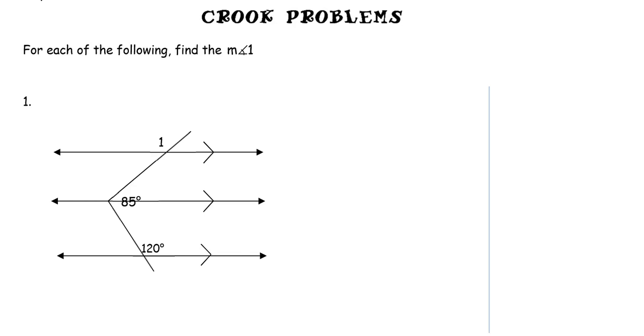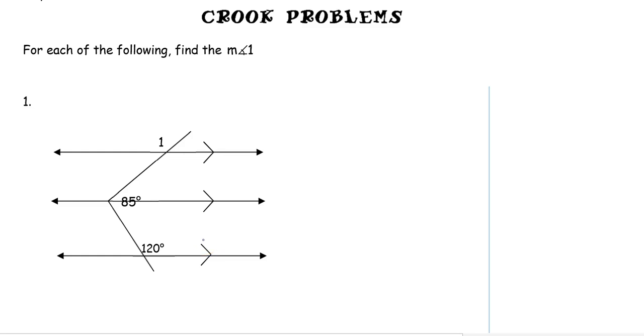Alright, today's video is going to be on these crook problems, and crook problems are a simple application of parallel lines. We're going to use our parallel line properties to solve for these missing angles. For each of the following, find the measure of angle 1, our missing angle. I notice that I have 3 parallel lines. I have to use the properties of parallel lines.